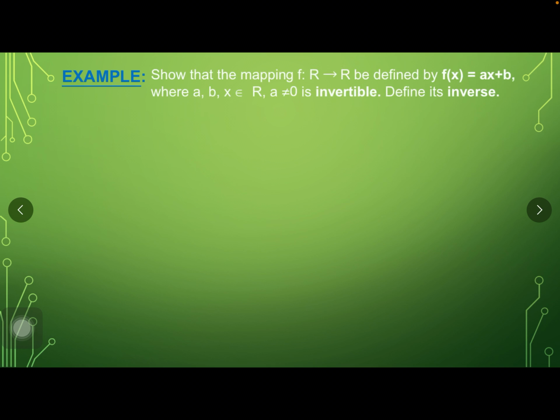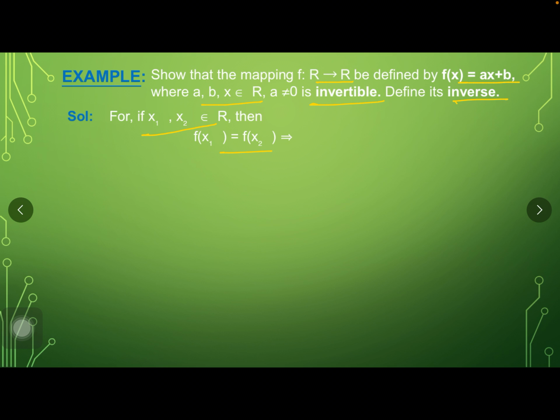So we can say that an inverse function can only be defined on a bijection. Means if our function is one-one and onto, then we can find the inverse, otherwise not. Now let's take an example for this. Here we have the mapping f from R to R, defined by f(x) = ax + b, where a, b, x all belong to the real numbers and a is not equal to 0. First we have to show that this is invertible, then find the inverse.